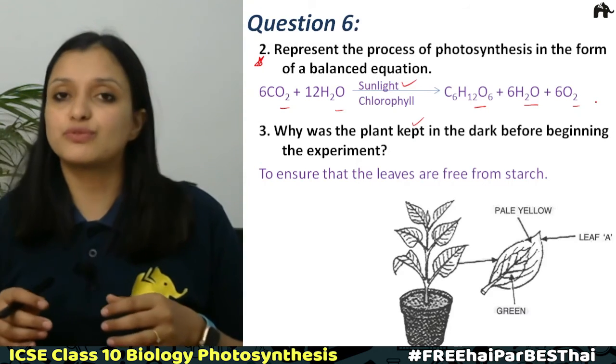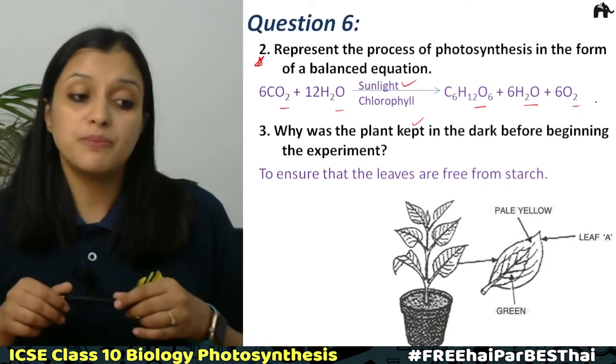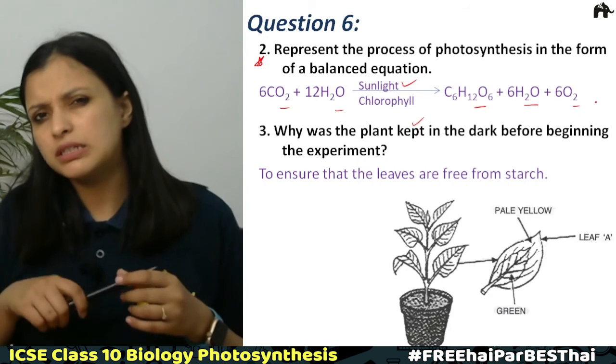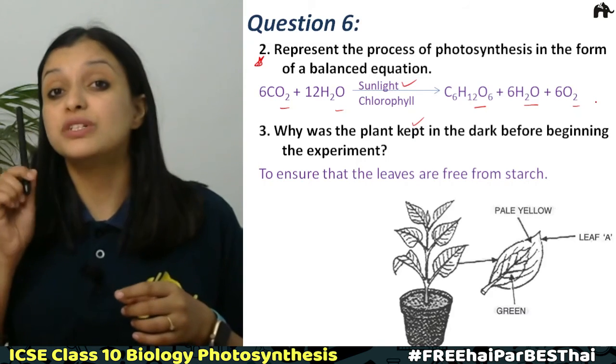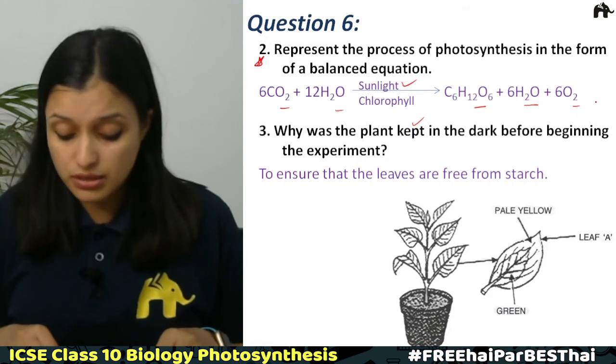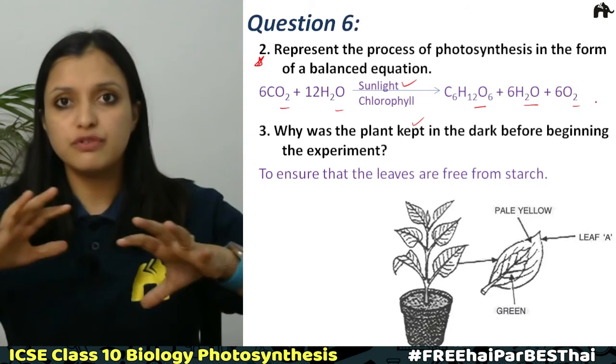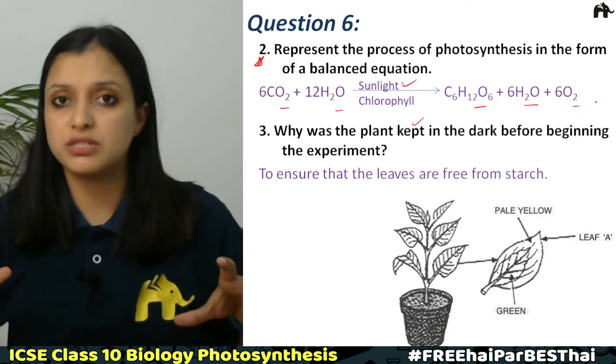Now the third part of the question is, why was the plant kept in the dark before the beginning of the experiment? Why have we kept it in the dark? So as to destarch the leaf. So what does it mean by destarching the leaf? Making the plant free from starch. There is no more starch present inside the leaf.